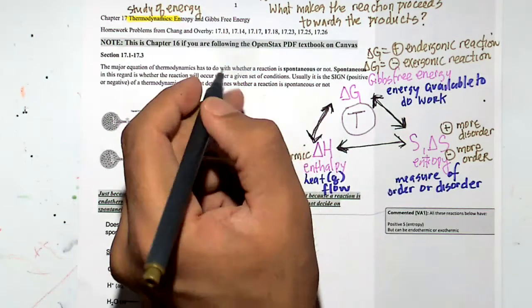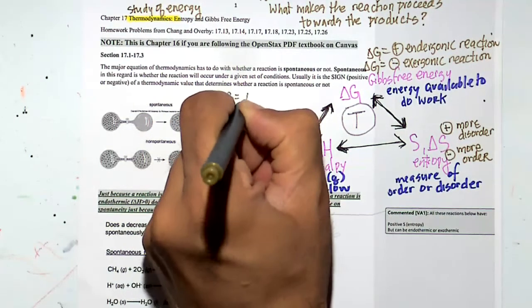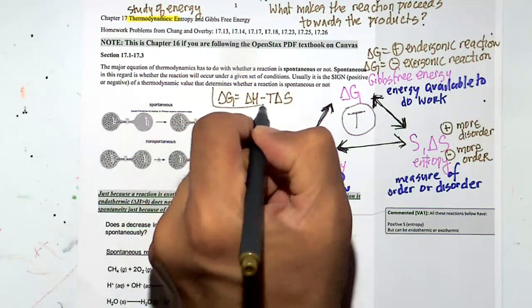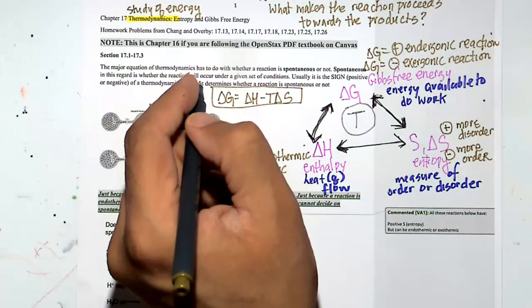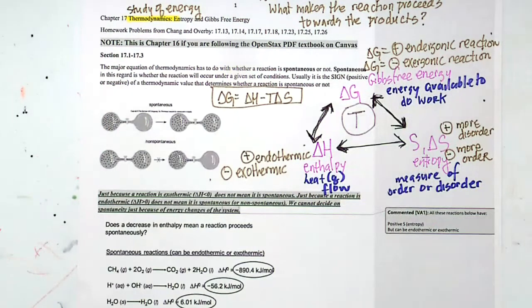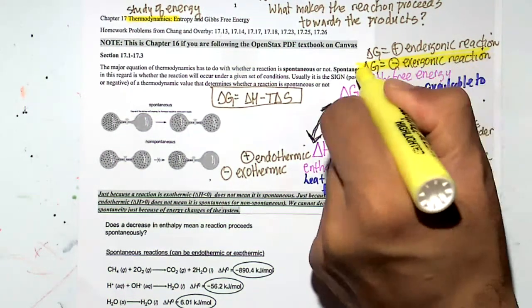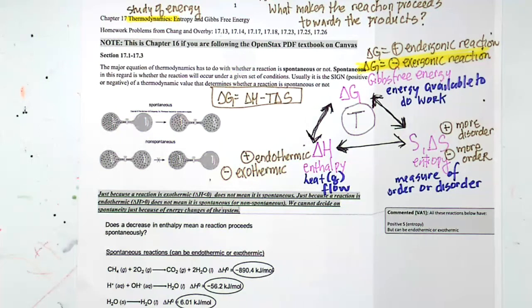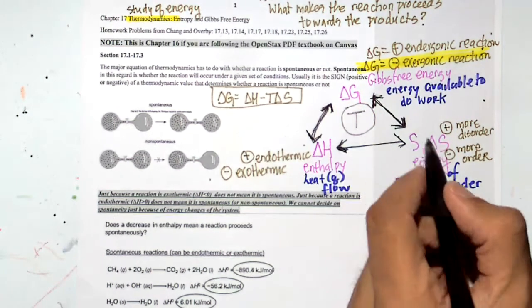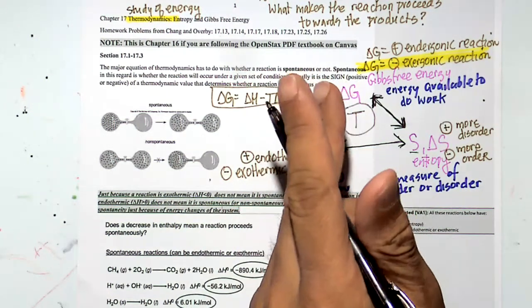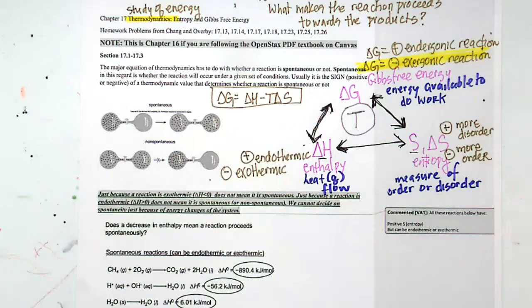So the equation for this delta G is this. Delta G is equal to delta H minus T delta S. This is the final judge whether a reaction will go to the products or not. And remember, a negative delta G tells us the reaction will move towards the products. But it takes input from entropy, it takes input from enthalpy, and sometimes temperature may play a role.